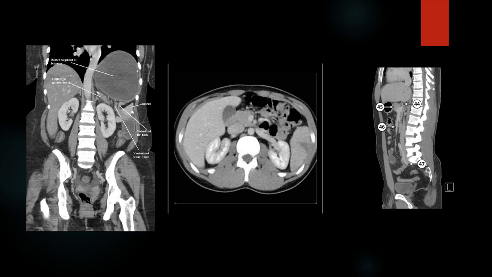This picture in the middle is our transverse slice. So we would be able to sweep all the way up and all the way down. And then this picture on the right-hand side is a sagittal. So we're able to see things from right to left. We would be scrolling in from the patient's left side all the way to the patient's right side.